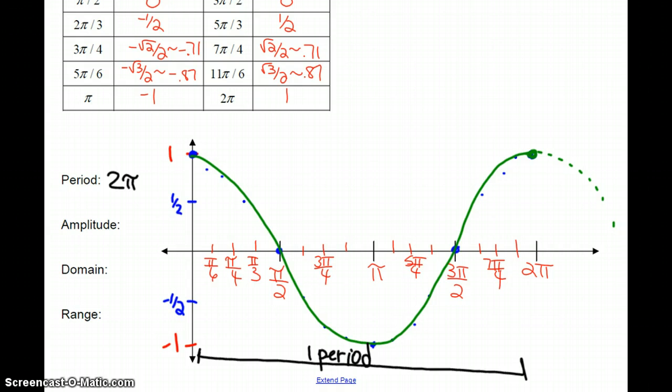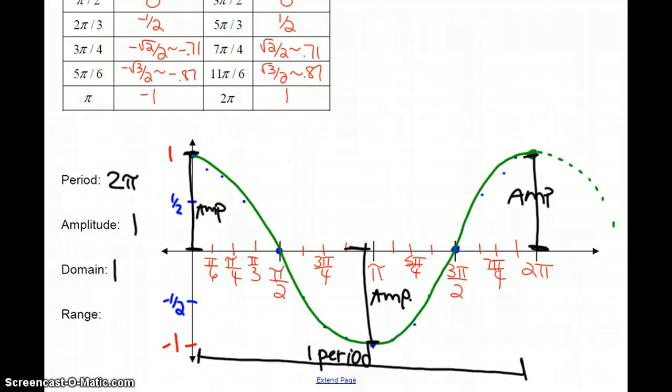My amplitude, the distance from the middle of my graph up to the highest point, and from the middle of my graph down to the lowest point, is the same. I can continue measuring that distance, that amplitude is a positive 1 every single time. Again, it's always positive. My domain, same as the sine of x, is all real numbers. And my range, again, the same as sine of x, goes from a negative 1 to a positive 1. With brackets, I'm including both of those values.